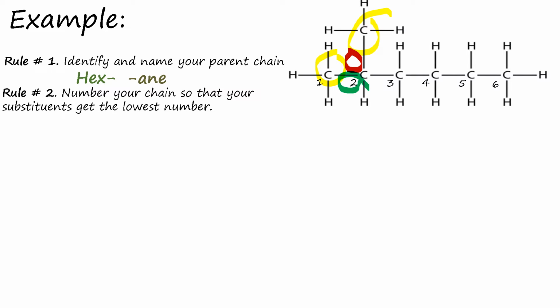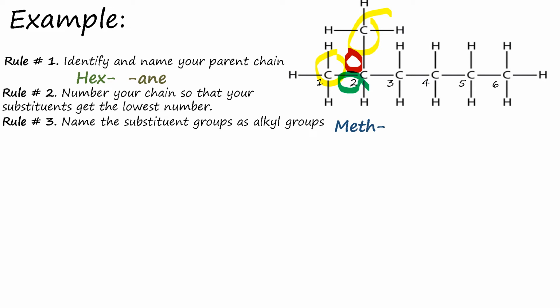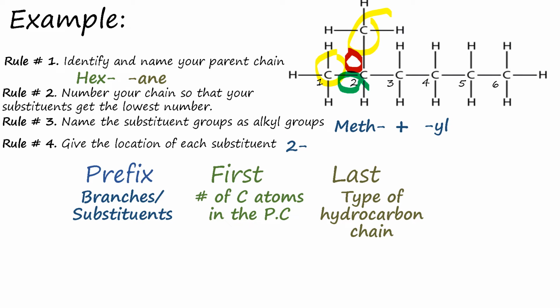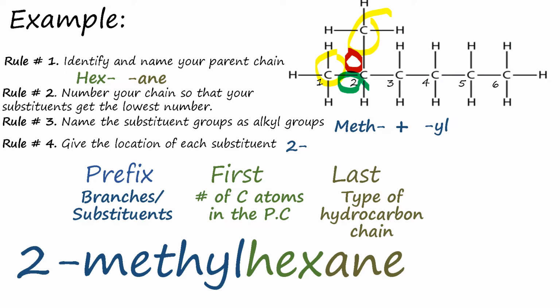Then we have to name the substituent group as an alkyl group. Since the substituent has only one carbon atom, it's gonna have a first name of meth and a last name of YL since it's an alkyl group. That gives a final name of methyl. Finally, we'll have to give the location of the substituent. In this case, it's on carbon 2. Now let's put it all together using our naming puzzle. The location goes first, then the alkyl group, then the parent chain. So it's gonna be 2-methylhexane.